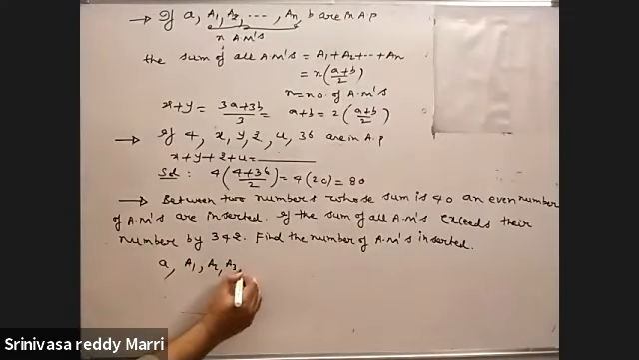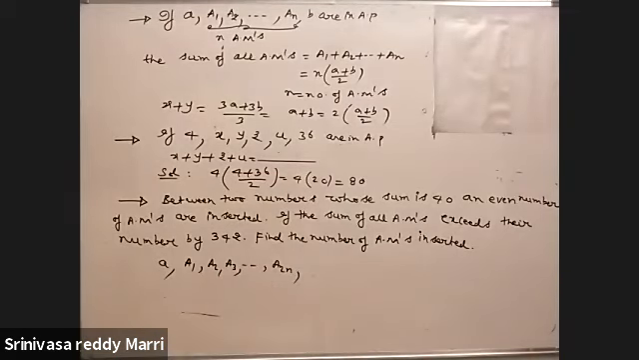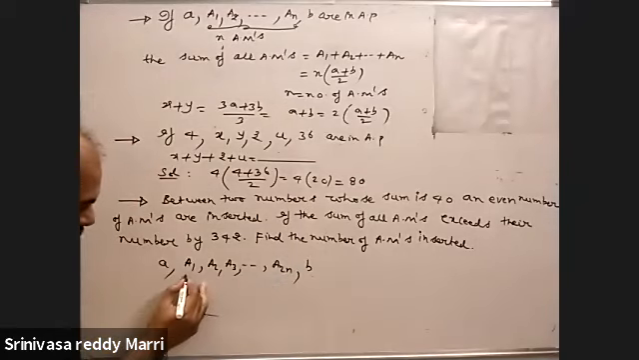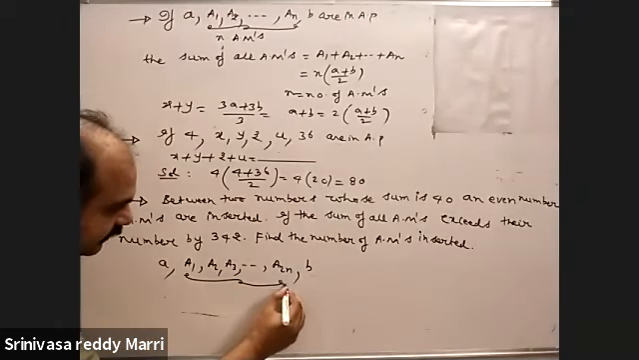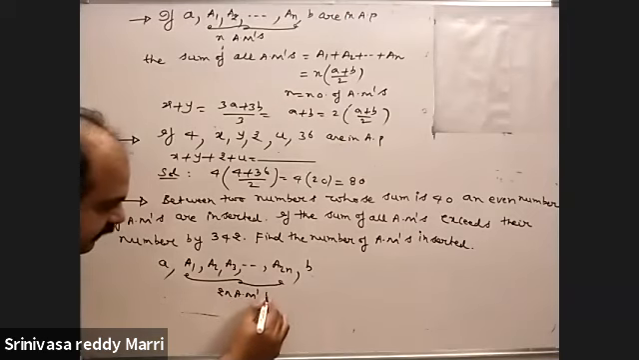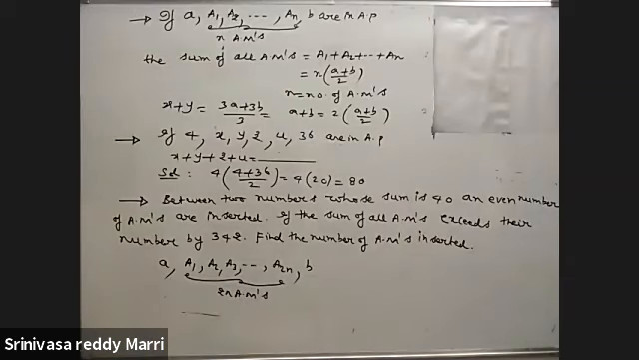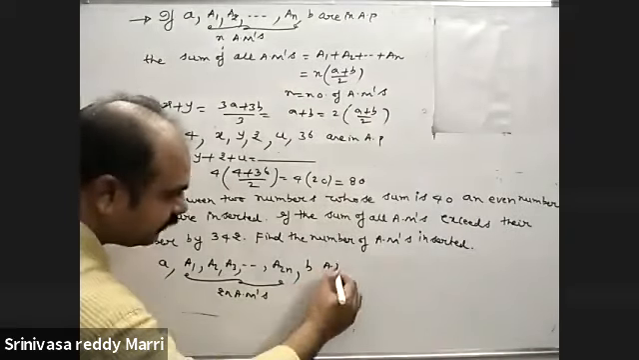A2, A3 and so on. Let us say there are two AMs. How many AMs are there? Even means 2n AMs are there. That means between the first and last term, 2n numbers are there such that they are forming an AP.